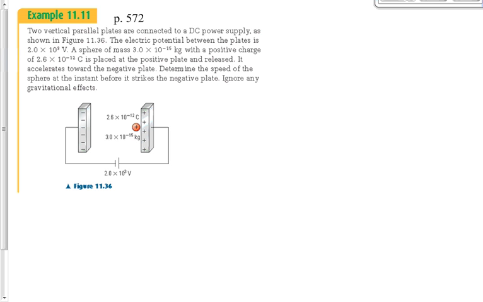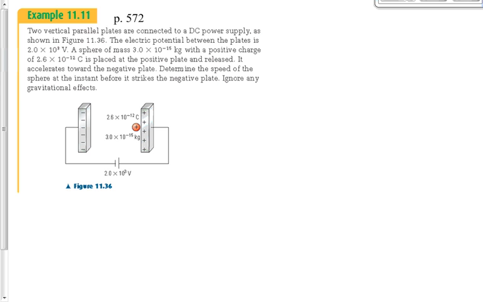Okay, here's this sphere with the positive charge. It's placed at the positive plate and released. We're told it accelerates toward the negative plate. But what if we weren't told that? A positive charge is placed at the positive plate. What's going to happen to it? It's going to repel away from the positive plate. It's going to speed up, right? We know it accelerates without being told that.